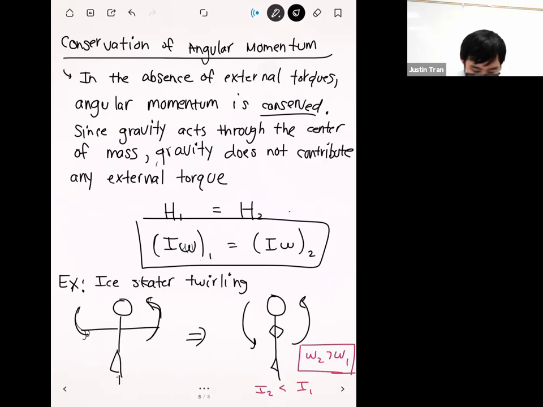Okay, let's do one more example. I think that's the classical one, the one that every physics teacher on the planet shares when they teach about angular momentum. But let's talk about maybe one that's not talked about. Let's talk about volleyball.